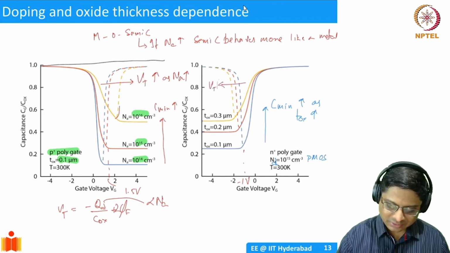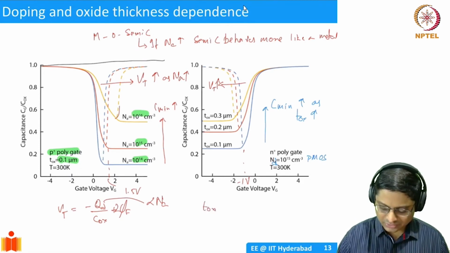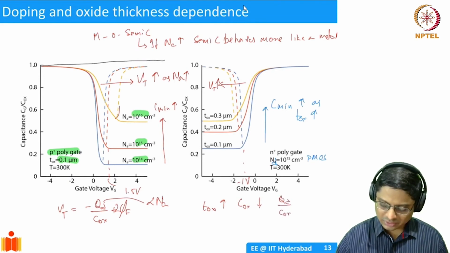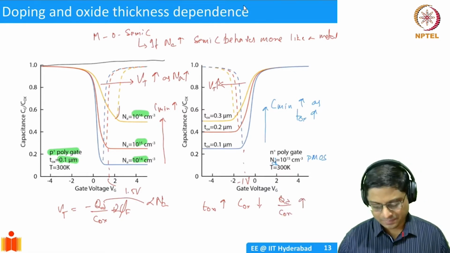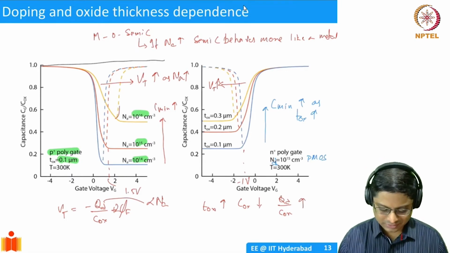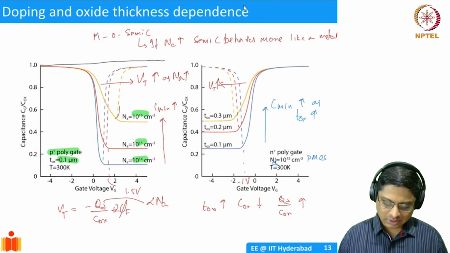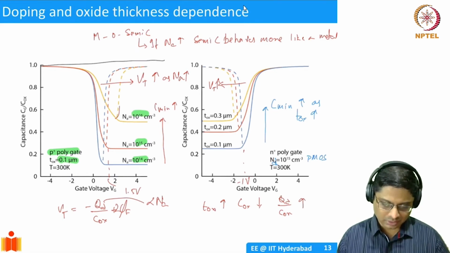VT in magnitude is increasing. Why is that happening? Well, if your thickness Tox is increasing, Cox is reducing, so your QD by Cox is going to increase. So VT is going to increase. But you see, it's not that much of an effect, okay, as compared to Na. It's a much weaker effect. It seems to be that, right? Okay. All right. So one of the, okay, yeah, I'll mention that again.